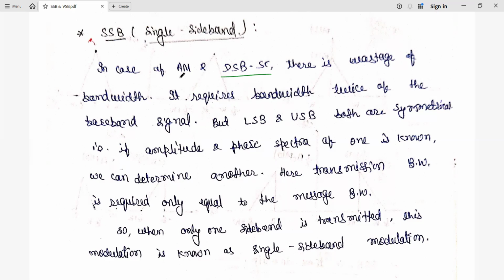In both cases, if you compare AM and DSB-SC, in case of AM we have upper sideband, lower sideband, and carrier. In case of DSB-SC, upper sideband and lower sideband are there.